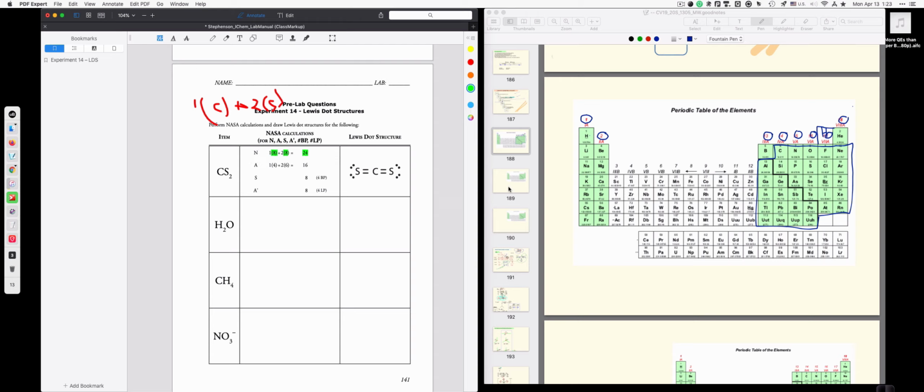How many are available? The available is determined by looking at what group it's in. So again, I have 1 carbon. How many electrons does it make available? Well, it's in group 14. Let's look at carbon. It's in group 14, so it makes available how many? 4. And that's where I got the 4 from.